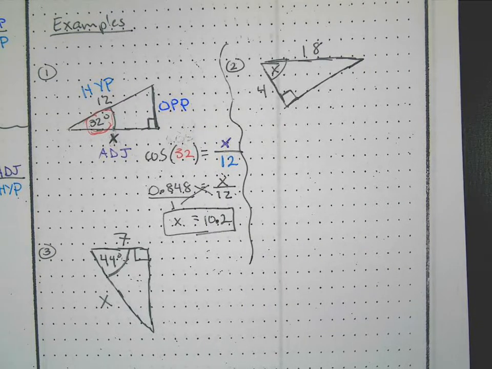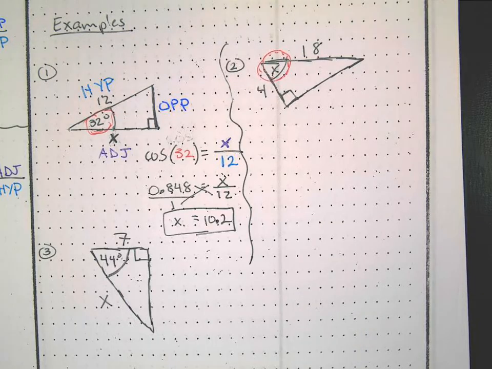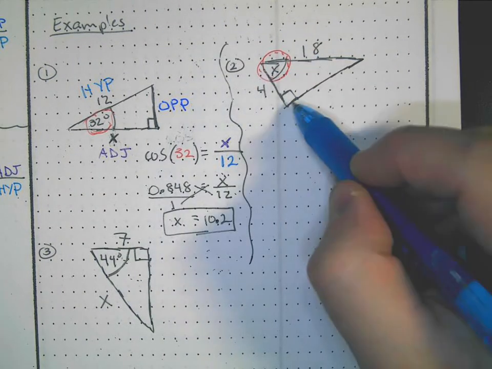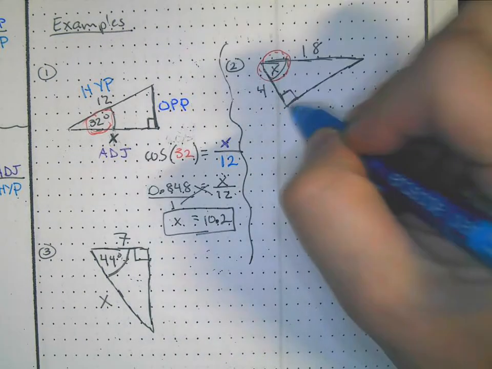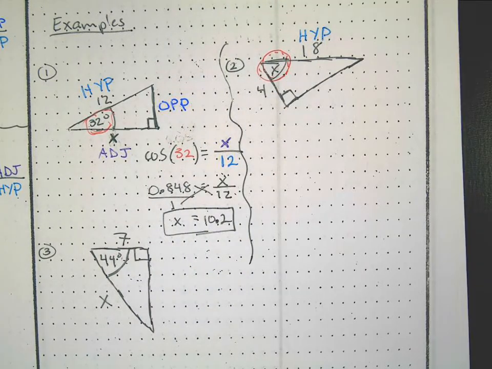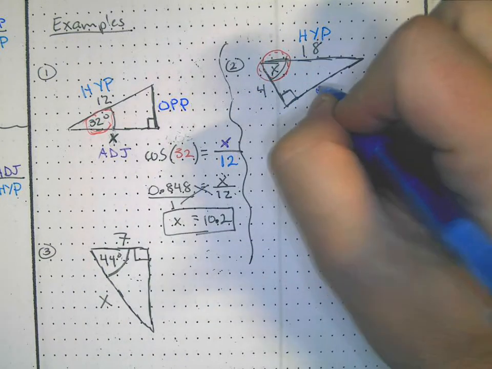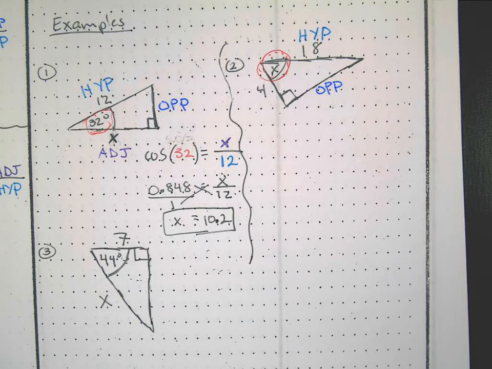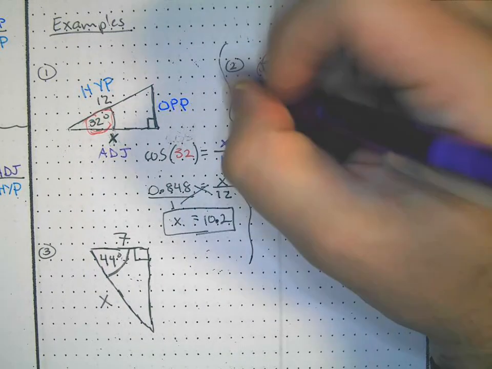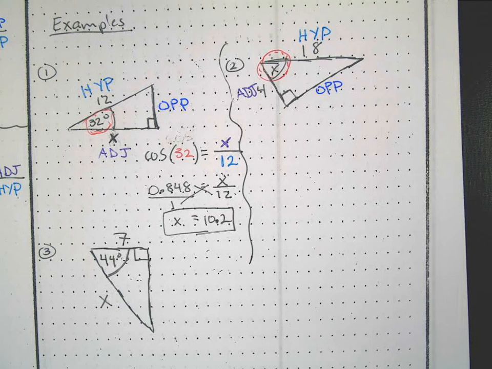So first we'll label. Well, here's my focus angle right there where x is. So if I'm using my focus angle, across from my right angle is my hypotenuse. So the 18 will be our hypotenuse. Across from my focus angle is the opposite side. And then the side touching my focus angle is our adjacent side, like so.